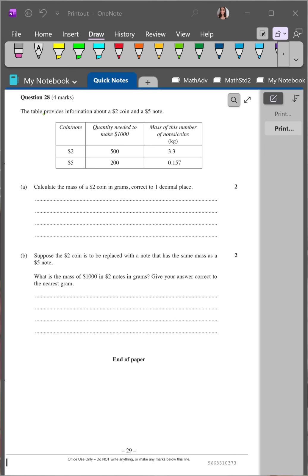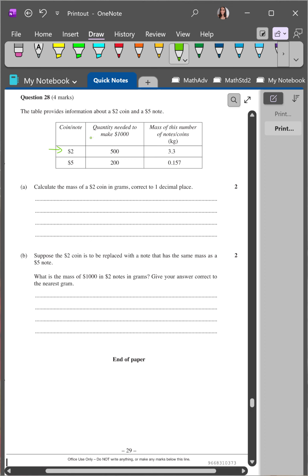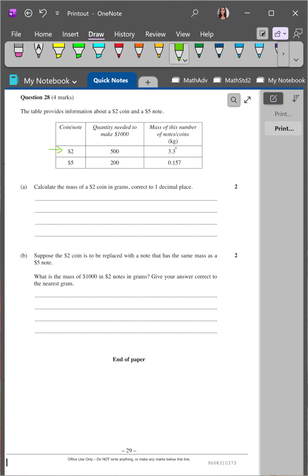Question 28. The table provides information about a $2 coin and a $5 note. Calculate the mass of a $2 coin in grams correct to one decimal place. So the $2 coin here, it says to make $1,000 they need 500 coins, and this costs 3.3 kilos. So they're asking calculate the mass in grams correct to one decimal place.